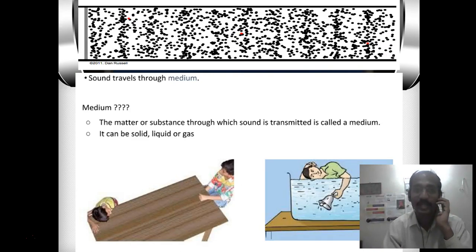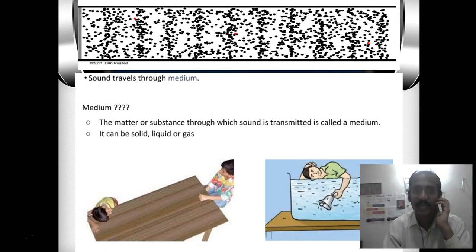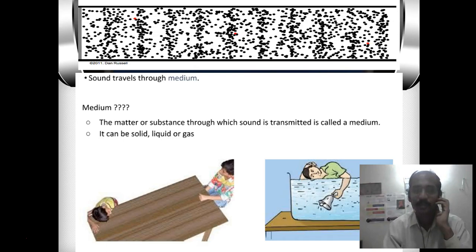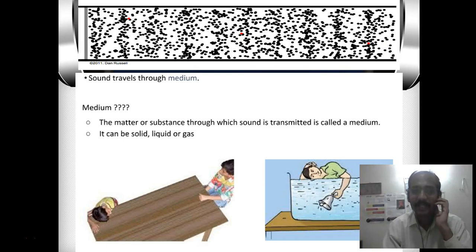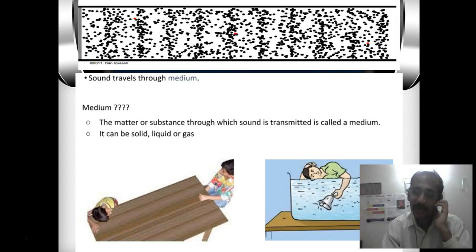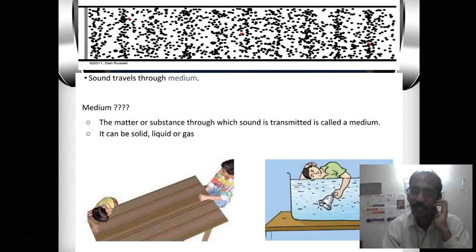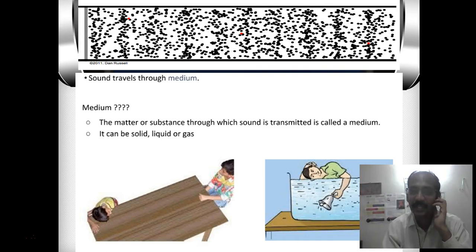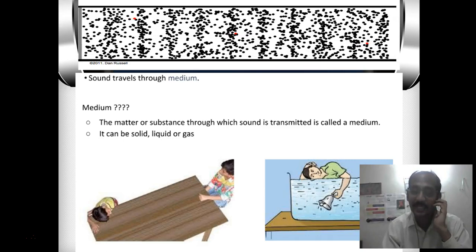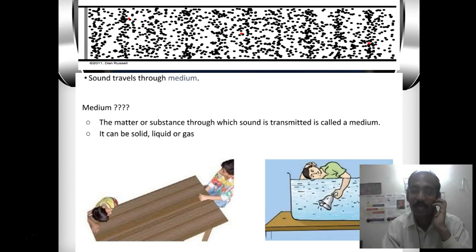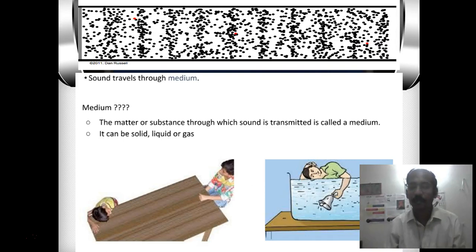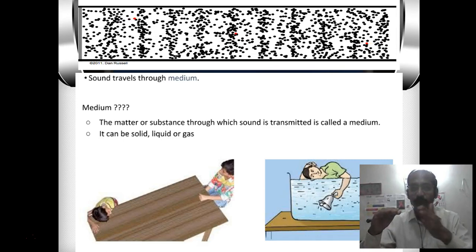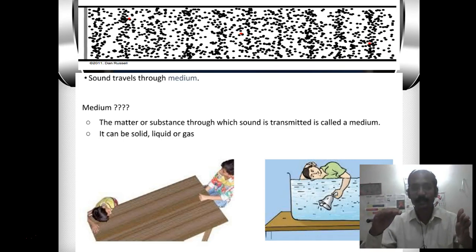Now you know that sound travels through a medium. Is it required? We'll observe. Generally in our classroom, ask your friend to lay his ear on the bench, so that the ear touches the bench. At the other end of the bench, once you tap it gently, he can listen to your tapping sound. When we are hitting on the table at the other end, the vibrations are propagated and he can listen.